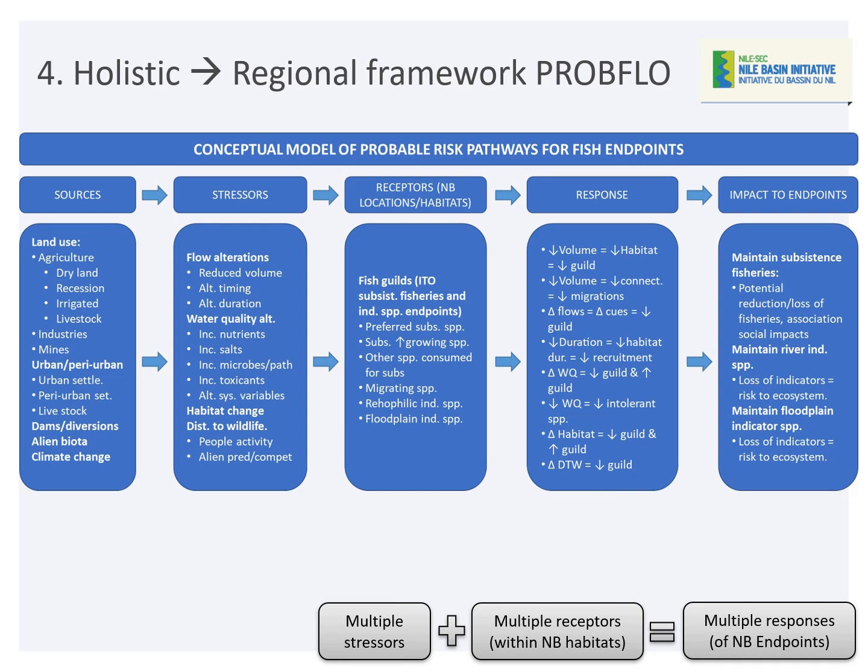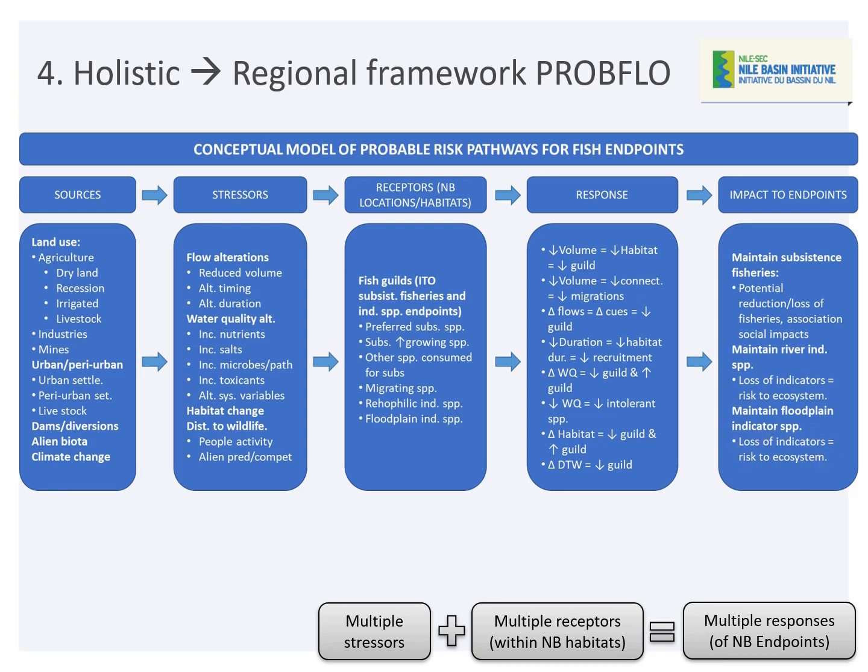And if you look at the relationships, what would this result in? What are the potential impacts? So from a maintenance of subsistence fisheries perspective, there is a potential for the reduction or loss of fisheries and the associations and social impacts. In the context of the maintenance of indicator riverine species and floodplain species, here at the bottom you would lose indicator species or you would lose indicator floodplain species.